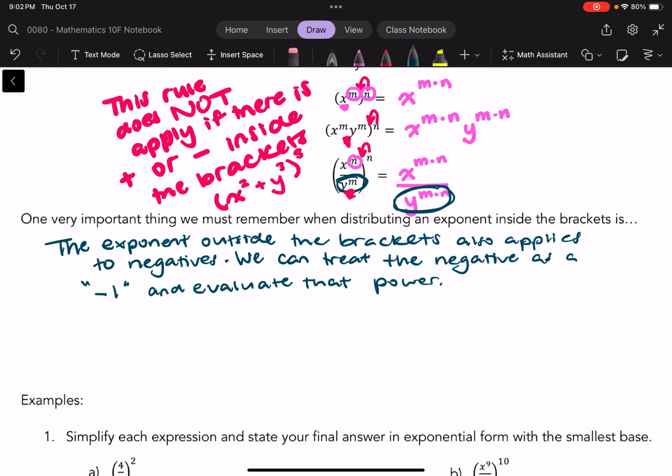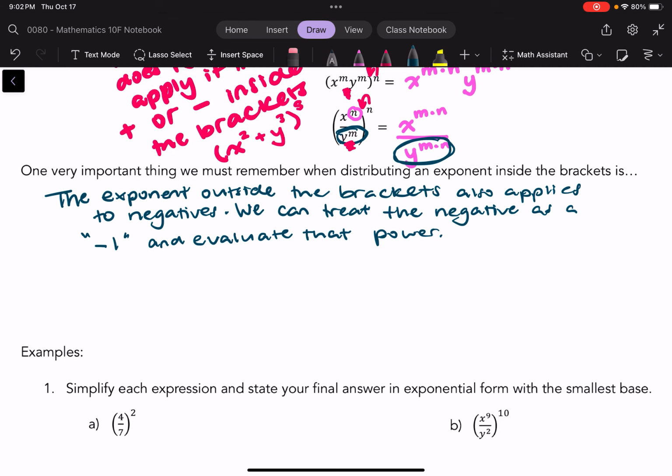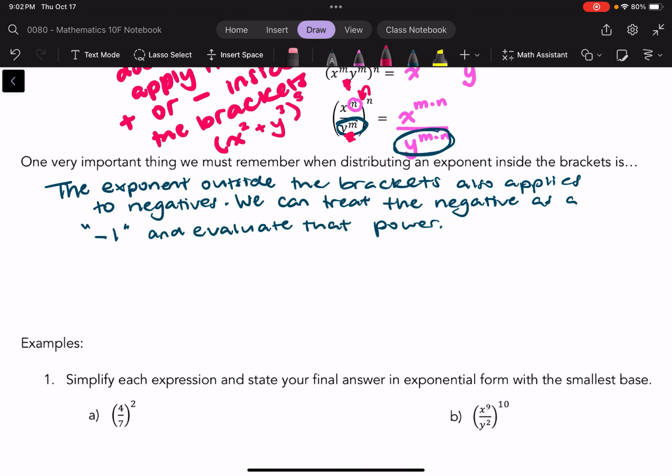Okay, so the exponent outside the brackets also applies to negatives. It is not just applying to variables or to numbers, but also to a negative if a negative exists inside my bracket. Now, if that negative is attached to a number, oftentimes we just automatically deal with it. But if that negative is just sitting as a coefficient in front of a variable, sometimes we forget about it. So I want to put this out in the open now that we all know what we're talking about.